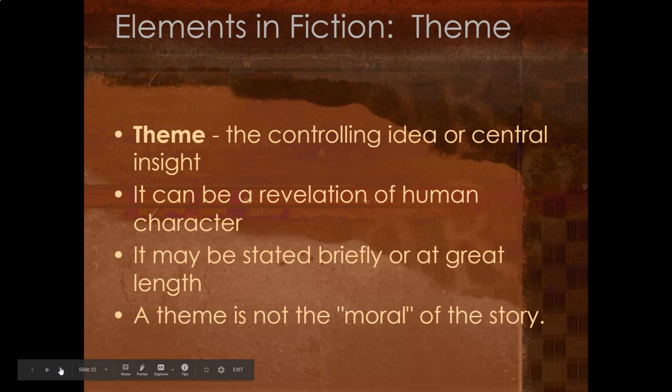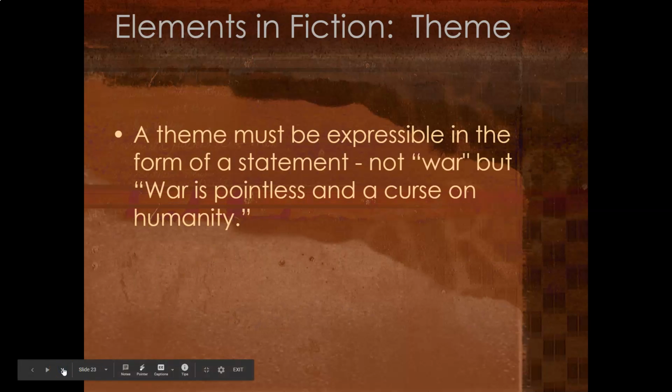And this takes us to theme, which is the controlling idea or central insight of the story. The theme can be a revelation of human character, and it can be stated briefly or at great length. But we don't want to think about the theme as the moral of the story. A theme is not necessarily a moral. It can be, but not always.